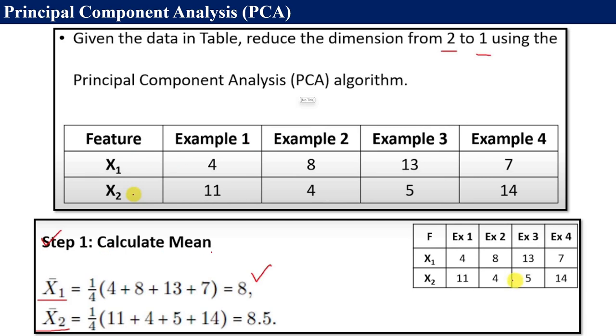The first step is to calculate the mean. So calculation of mean: for x1 bar it is 4 plus 8 plus 13 plus 7 divided by 4, and for x2 bar it is 11 plus 4 plus 5 plus 14 divided by 4. So we'll get x1 bar as 8 and x2 bar as 8.5.